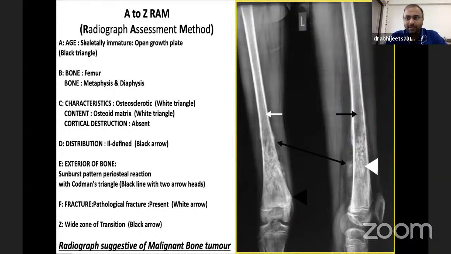If the examiner asks you in exams, what is your differential diagnosis? Most probably this looks like an osteosarcoma. In our busy OPD, we are seeing this patient and this looks like an osteosarcoma. What should be the next line of treatment, we'll be discussing in subsequent slides. Based on A to Z RAM, radiographic assessment method, this X-ray looks to us like a malignant bone tumor.